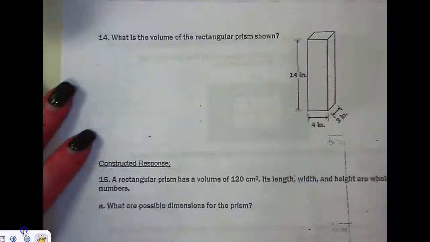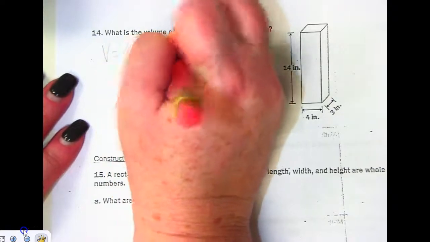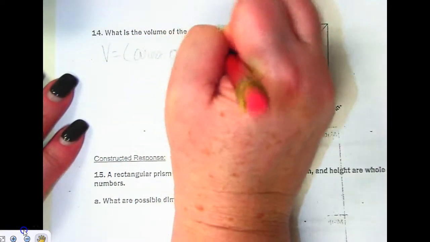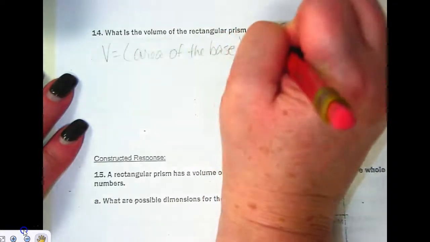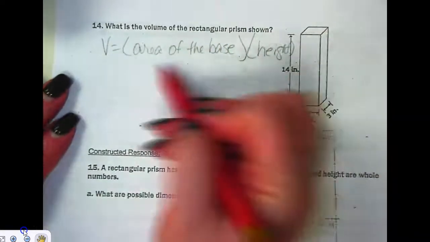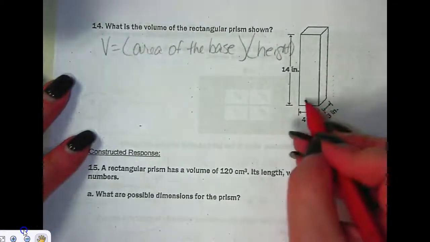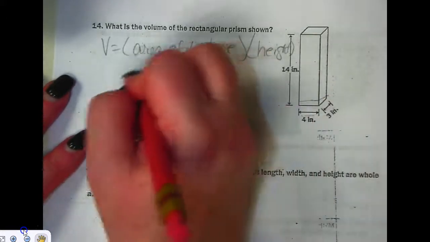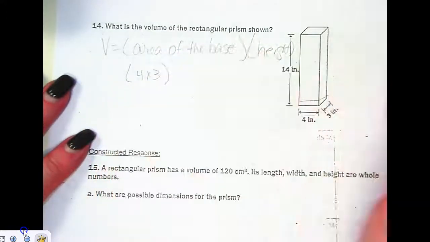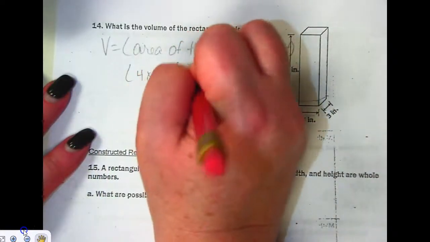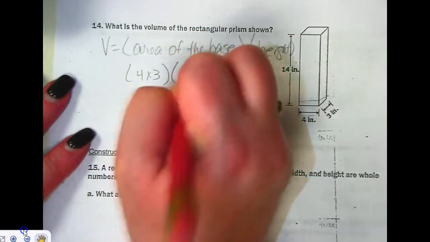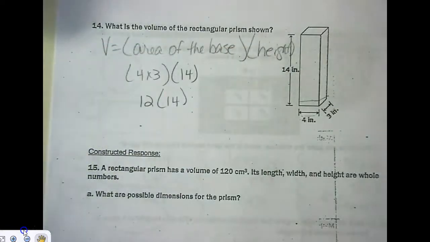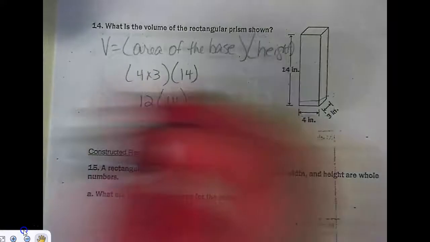What is the volume of the rectangular prism? What's the formula for volume? Volume equals area of the base times the height. Remember, if you use your formula sheet, it's area of the base times the height. So how do we find the area of the base? We say 4 times 3 times the height of 14. So 12 times 14, and 12 times 14 is 168.